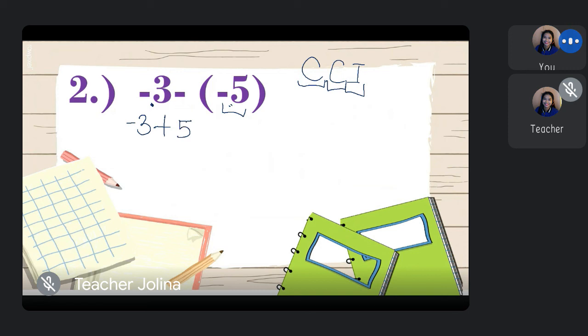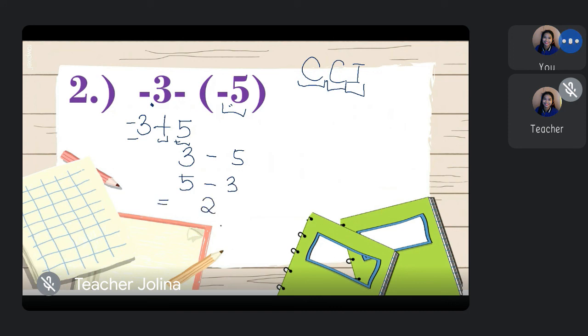Ayan. And then here, since the operation now is addition, we can now apply the procedure on how to add integers. So we have to get the absolute value of negative 3 as 3, the absolute value of 5 as 5, and since we are adding integers na kung saan ay magkaiba ang sign, we need to subtract. Okay? So una nyo pong isubtract yung mas mataas na number, which is 5 minus 3. So we have here 5 minus 3 is 2.